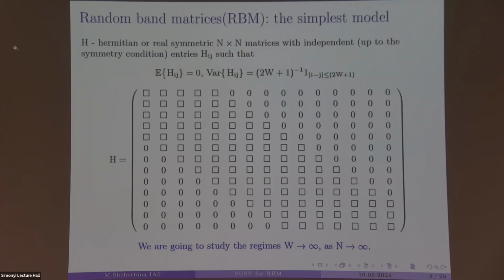I'm going to discuss the situation when W tends to infinity together with N, and there will be some crossover when W is proportional to N^{1/2}. But I'll discuss this a little bit later.